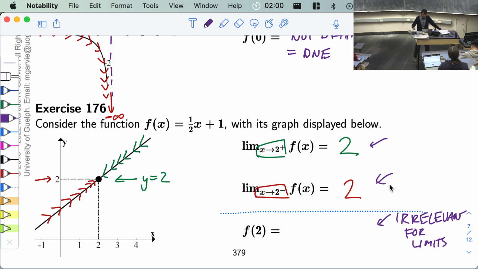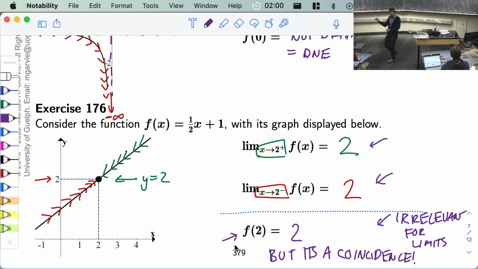So in this situation, it's true the answer is 2, but it's a coincidence. So don't think that because the value of f of 2 is 2, that's why the limits were 2. The limits were 2 because we were getting close to y equals 2. It just so happens in this particular case, that's also the value of the function, but that's not always the case. So don't get mixed up by that. That's why I'm drawing a line and telling you that's irrelevant, to watch out for that.